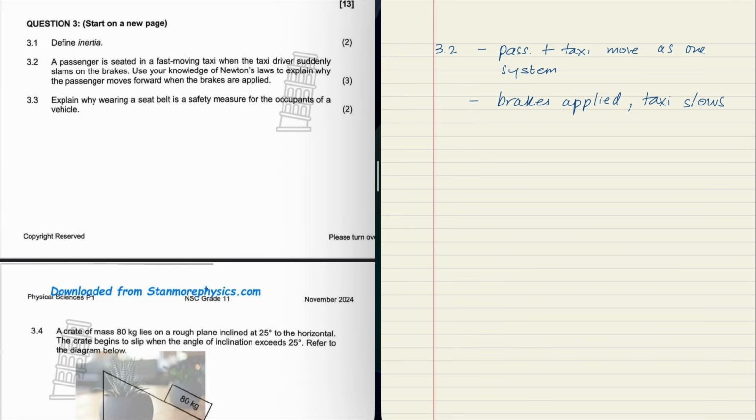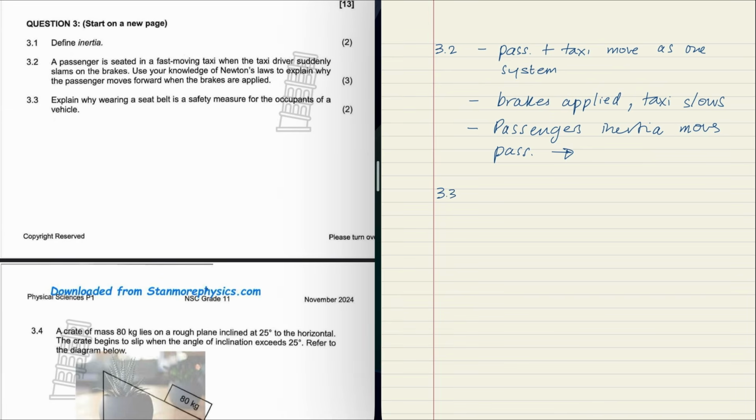But the passenger is not necessarily feeling the brakes of the car. The passenger still wants to move forward, right? So the passenger's inertia moves the passenger forward. That's basically why the passenger moves forward.